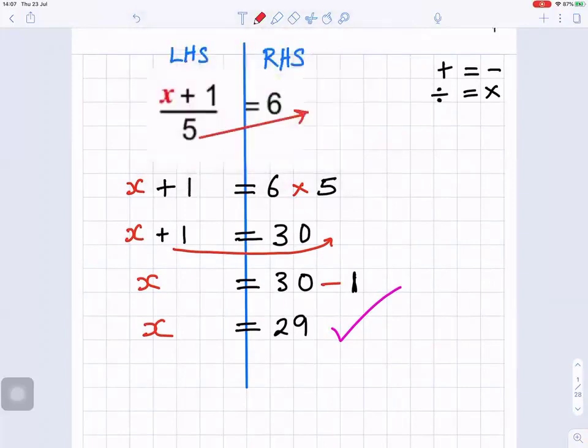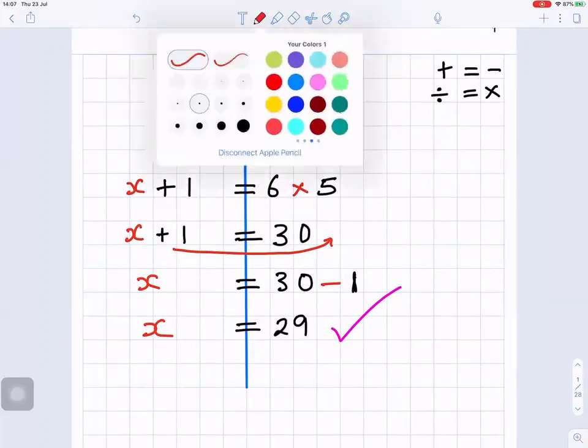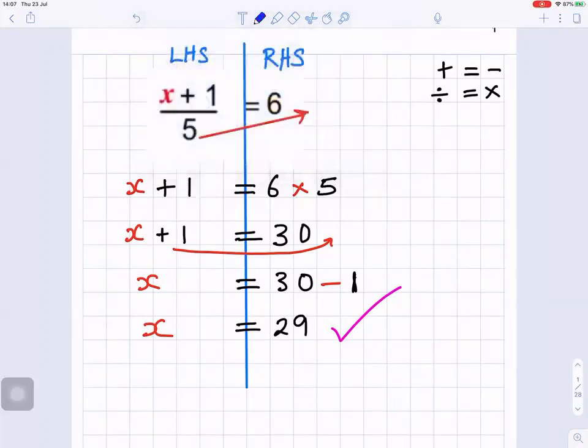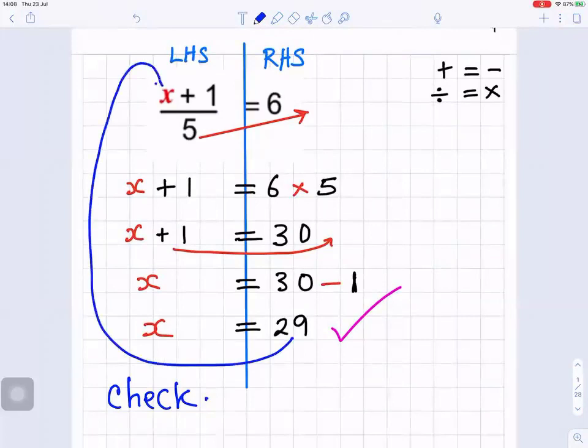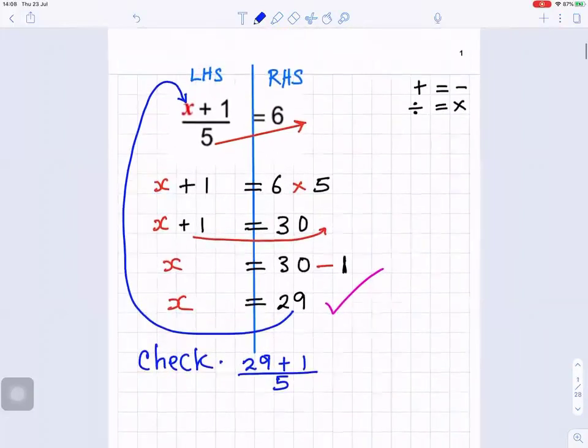As I said before, the way you check your work is to plug in the number and see if it's correct. So how do we check if our answer is correct? You will take this 29 and drop it in there. So it would be 29 add 1 divided by 5. Is that equal to 6?